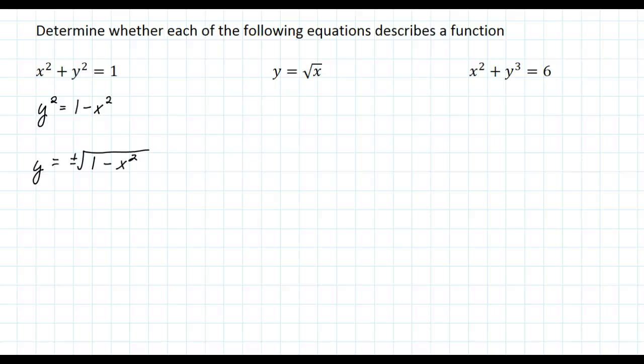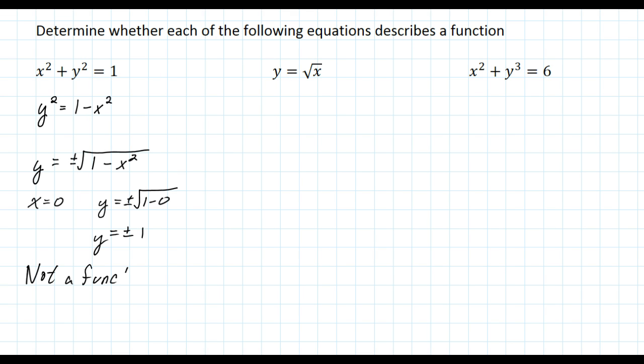So for example, if I say x equals 0, then y equals plus or minus the square root of 1 minus 0. And that's plus or minus 1. And there are two values there. So this is not a function. Now, that's because we took the square root of both sides.